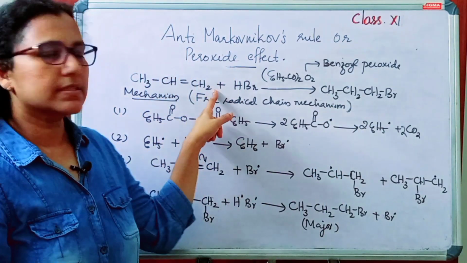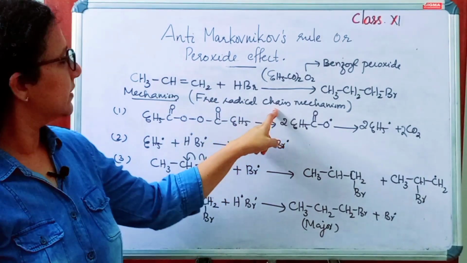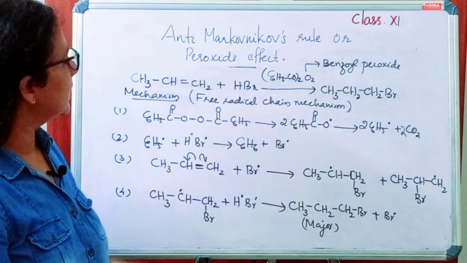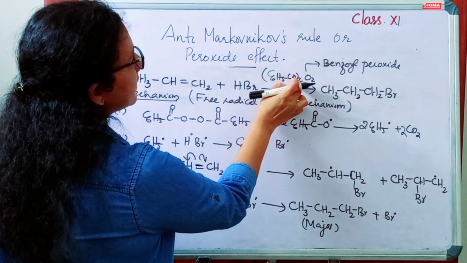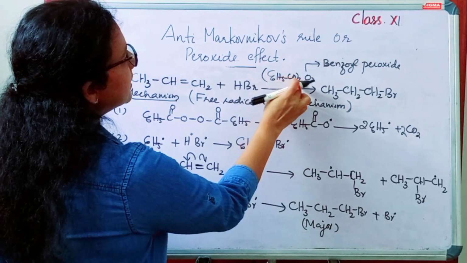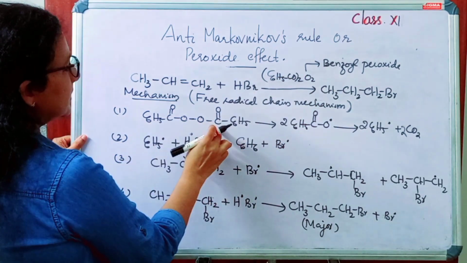So this reaction actually follows a free radical chain mechanism. So this is the mechanism, free radical chain mechanism. So let's see what is the mechanism. So there is benzoyl peroxide, presence of benzoyl peroxide is needed here. So (C6H5CO)2O2, that is benzoyl peroxide. It can be written like this.